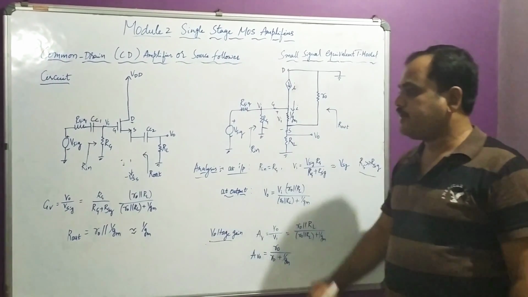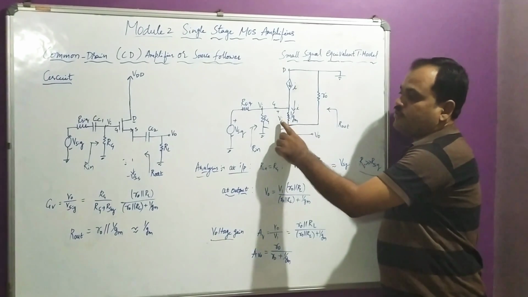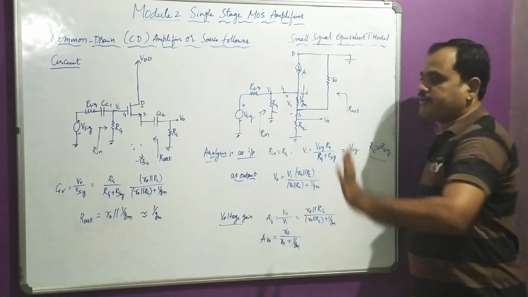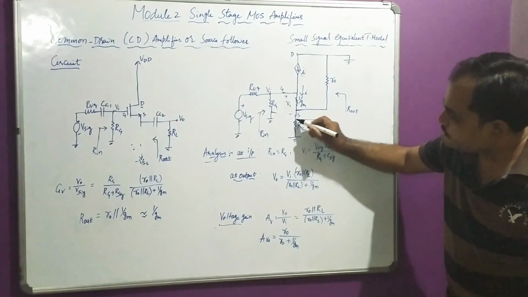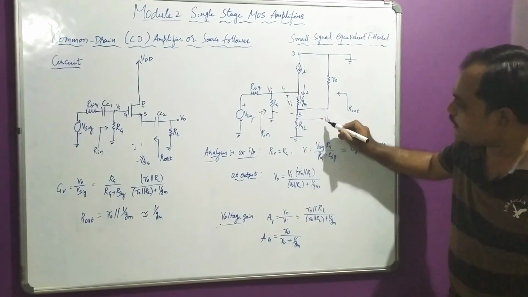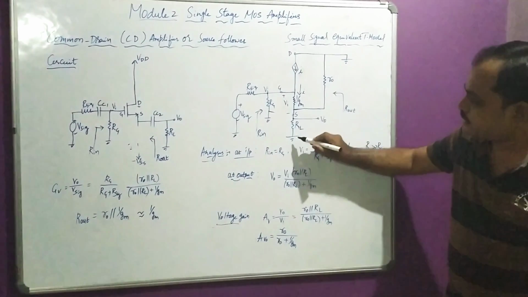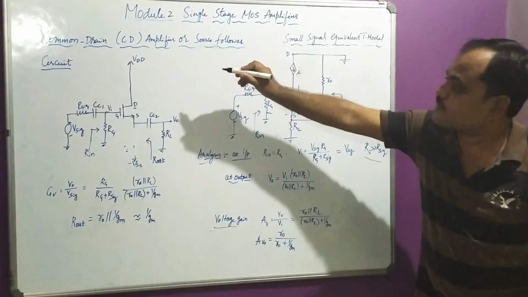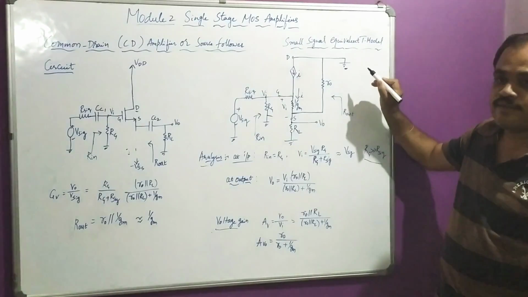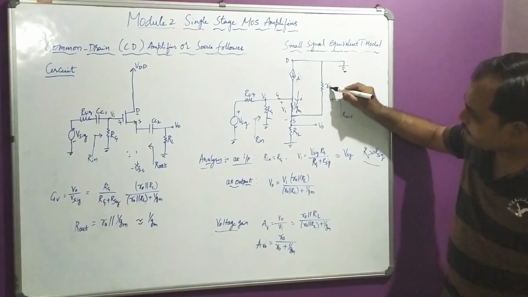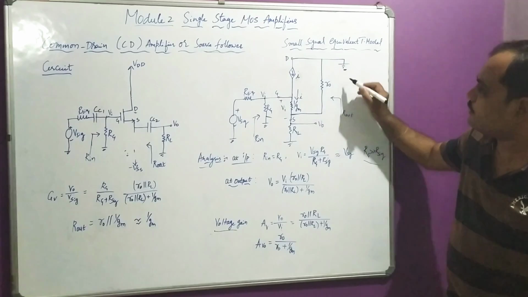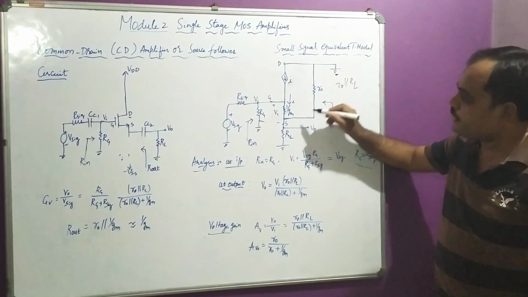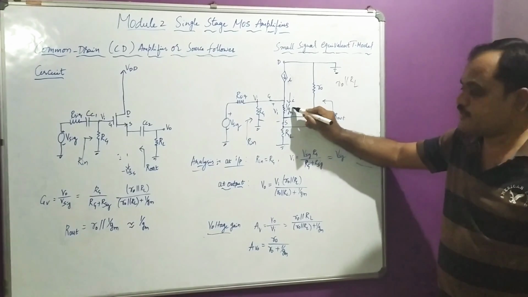Now at the output side, as I told, Vi is the voltage across this 1 by Gm, RL and R0 resistor. This is the terminal where I have the V0 voltage. This is grounded. In the small signal analysis, the drain is common, so it is grounded. Therefore R0 becomes parallel to RL, and this combination is in series with 1 by Gm.